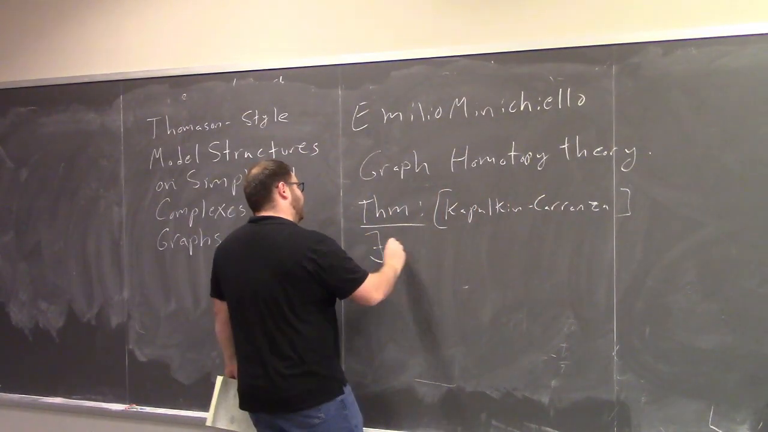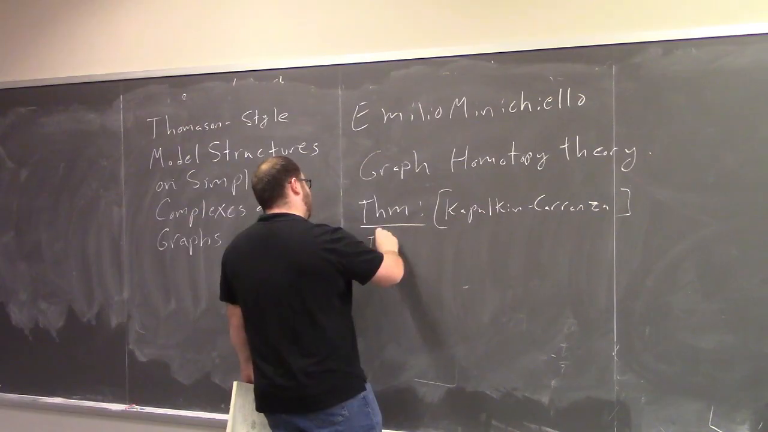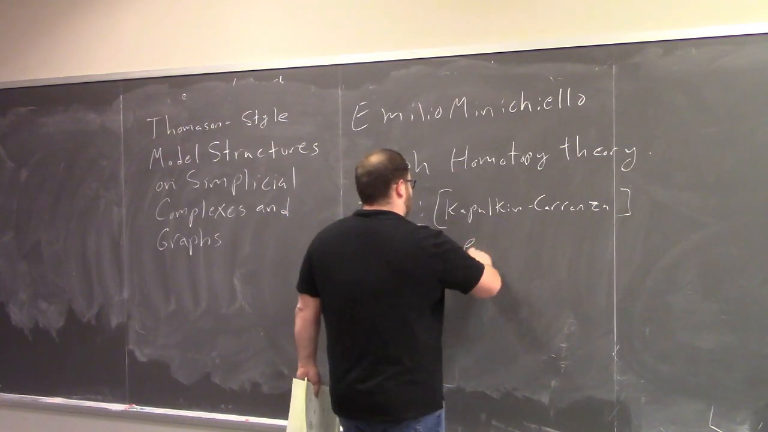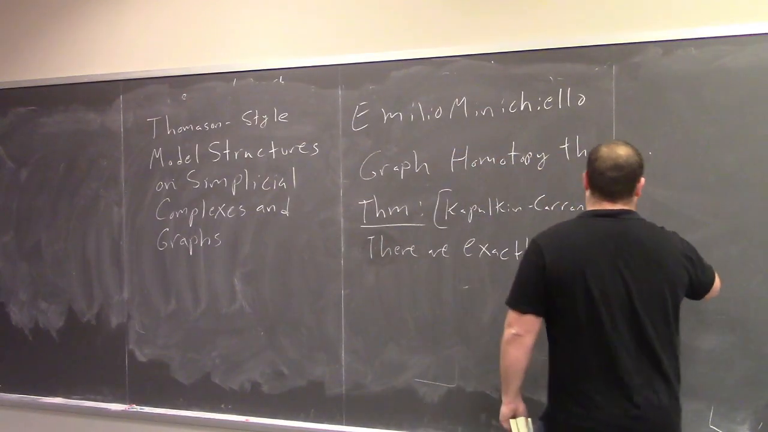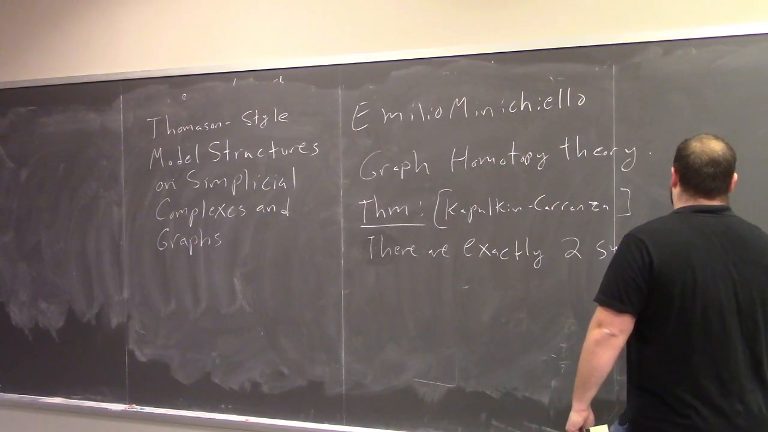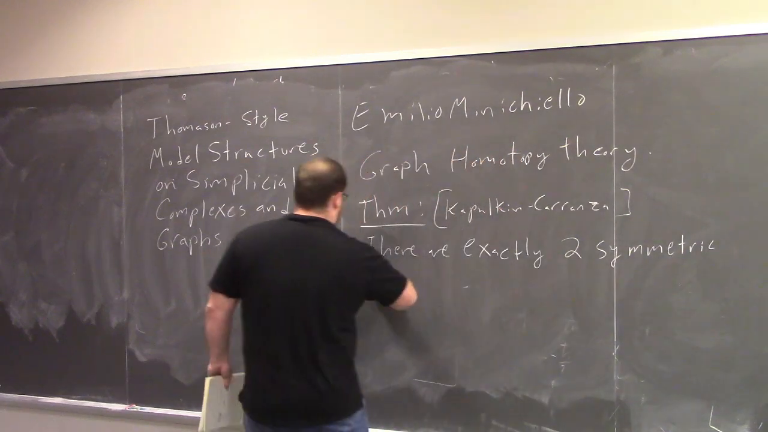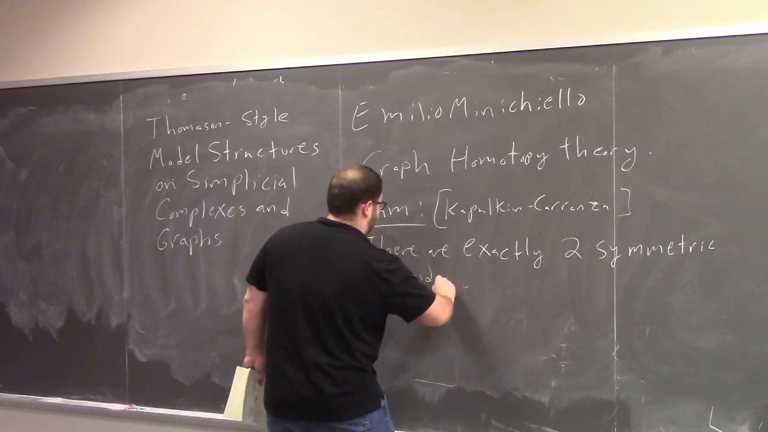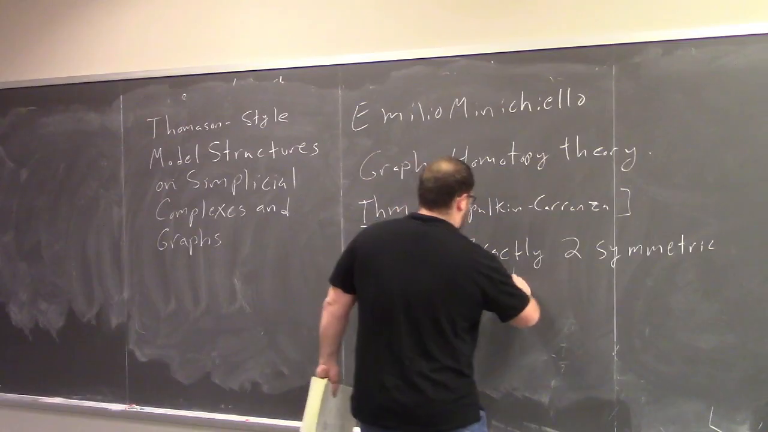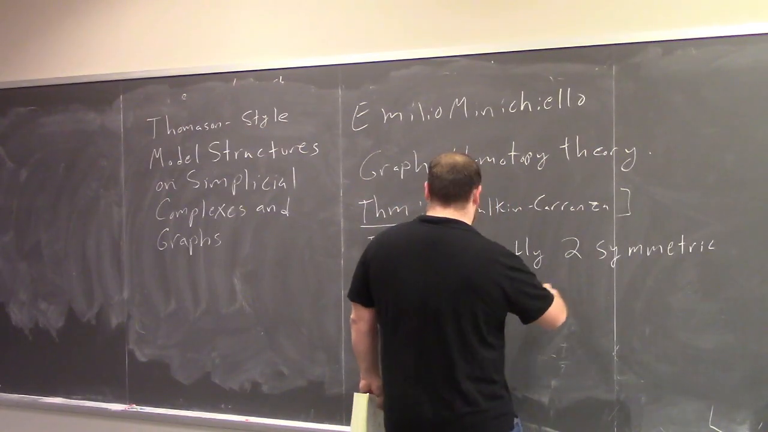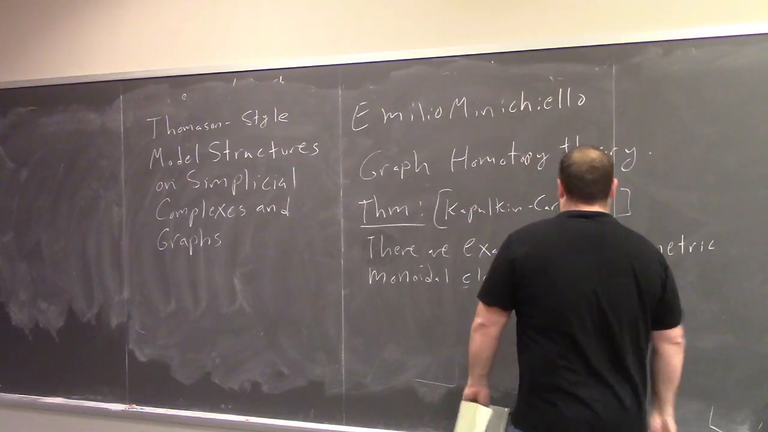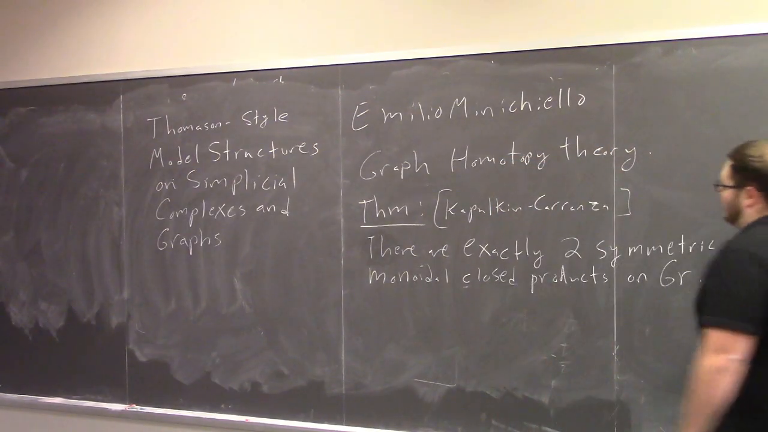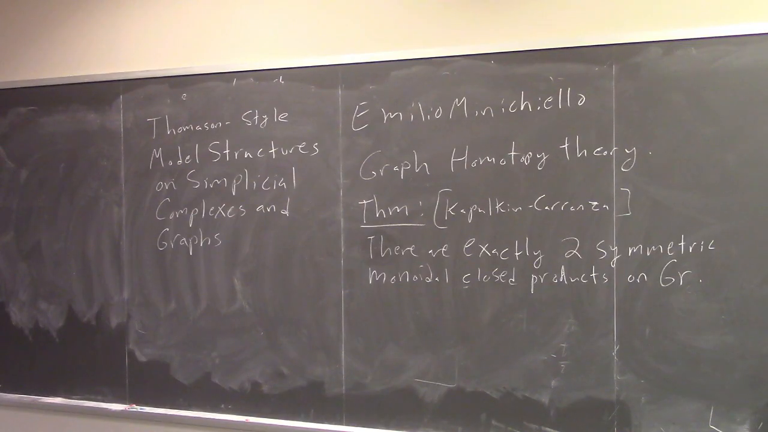It says there are exactly two symmetric monoidal closed products on GR. Okay, so what's GR? GR is a category of graphs.